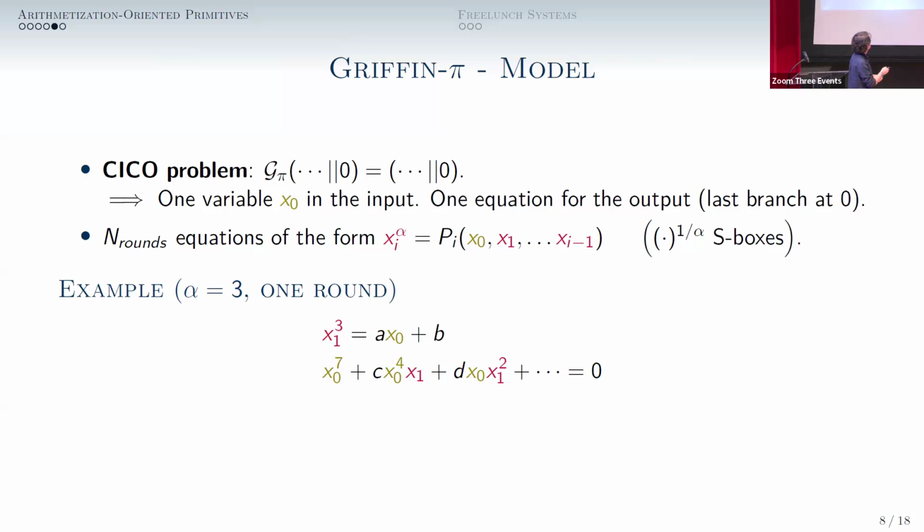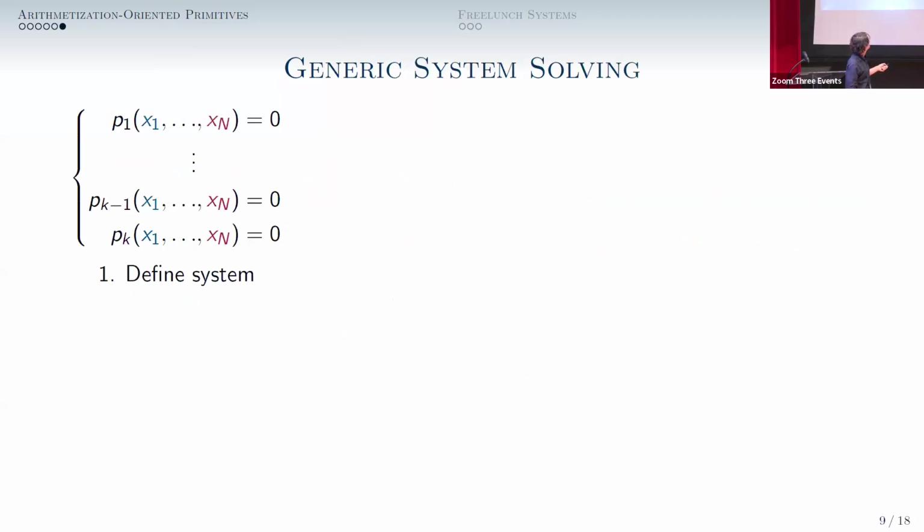So here's an example. For alpha equals 3 and 1 round, you have two equations. One equation that corresponds to the first and only x to the 1 over alpha S-box. And also one equation which corresponds to, I want the last branch to be equal to 0 on the output. So this is an example of the system we want to solve.